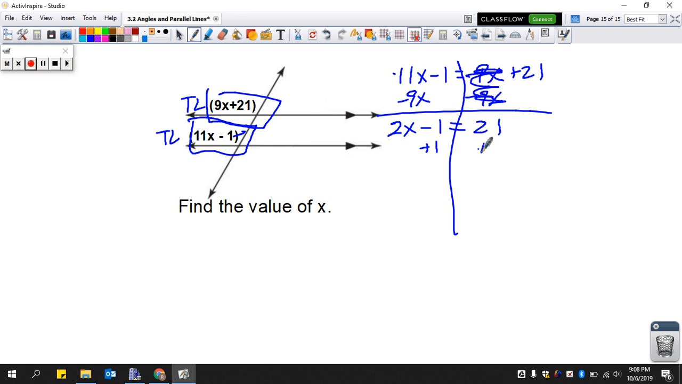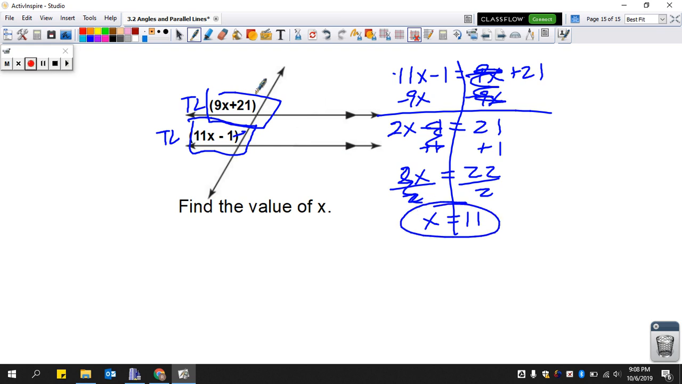Add 1 to both sides. The 1's cancel out on the left. We end up with 2x is equal to 22. Divide both sides by 2. X is equal to 11. All right. So our value of x is equal to 11.